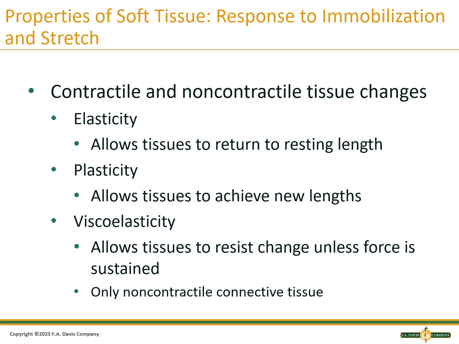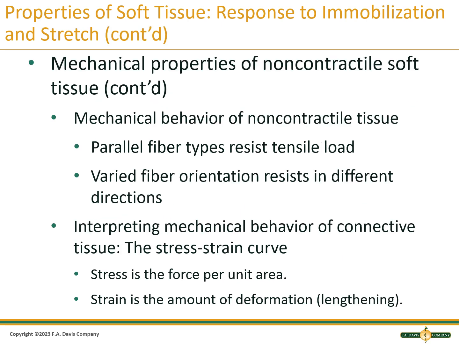Soft tissue structures have different properties that allow them both to shorten when maintained in a shortened position for a prolonged time, but also allow them to lengthen when maintained in a stretch for a prolonged time. Elasticity is going to be the property that allows tissues to return to their normal resting length. Plasticity is going to be the property that allows tissues to achieve new lengths, and viscoelasticity allows tissues to resist change unless the force is sustained, and this is only seen in non-contractile connective tissue.